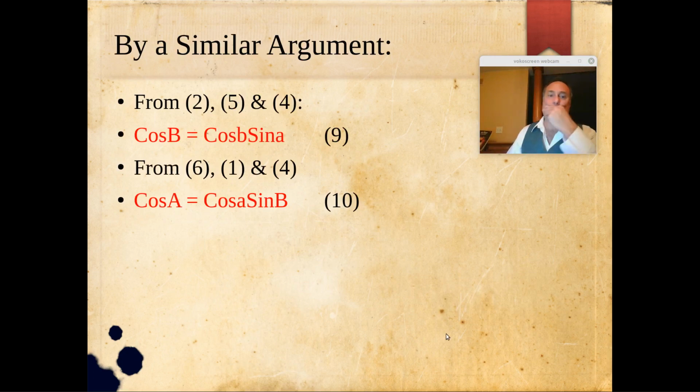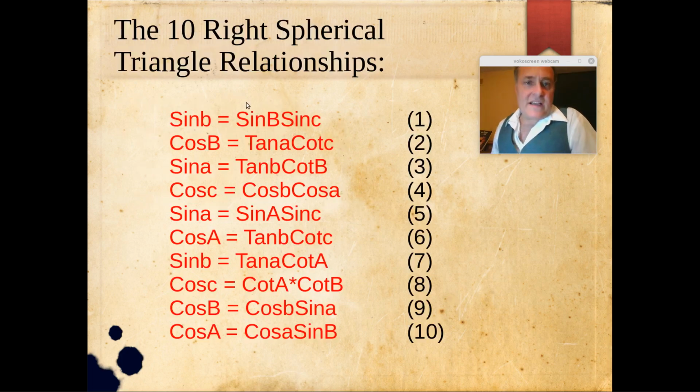Okay? And there they are. And using the exact same argument from 2, 5, and 4, I can develop this, which we call number 9. And using 6, 1, and 4, again, same thing. I can use that same logic as number 8 applied to the discovery of number 8. The same logic will get us 9 and 10. And there we've got our complete set of the right spherical triangle relationships. There they are, right there.